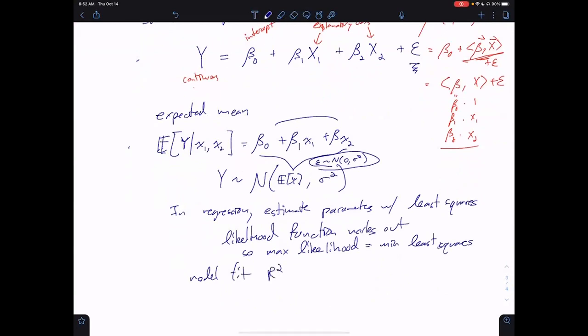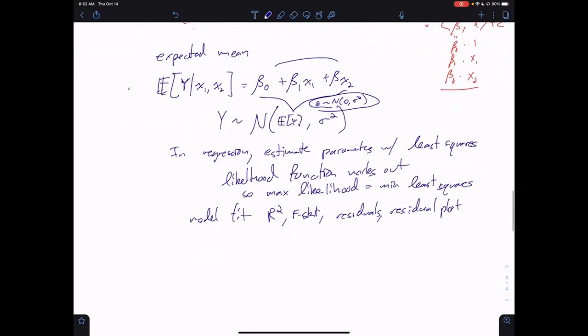And then we have measures of model fit, like R squared, F statistic, residuals, residual plots, and of course I won't be able to get to all of this today, but we'll need to generalize these measures of fit or correctness to the generalized linear model setting. Of course, that's a whole class, but I just want to give it a teaser today. Okay, so then we also need methods for model selection.